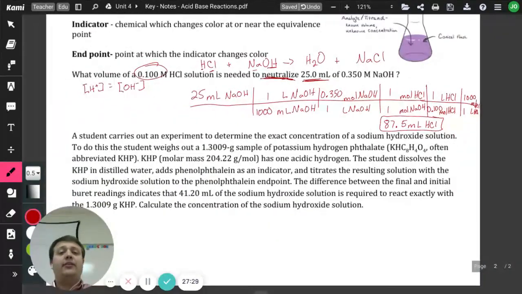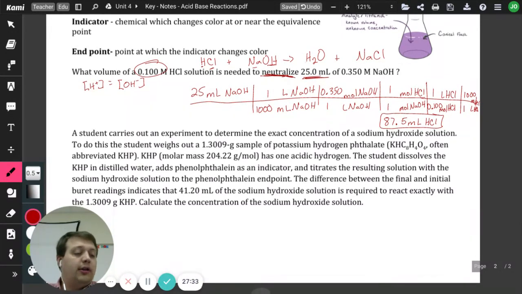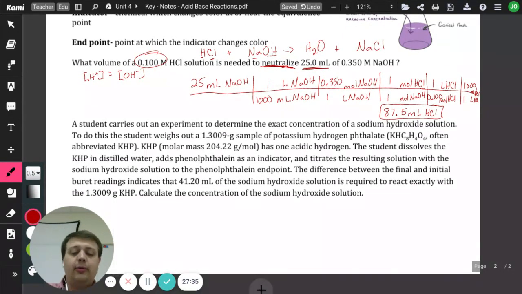So that's kind of a basic titration problem. Very, very simple in terms of how we do it. So let's take a look at a little bit more in-depth problem here. It says a student carries out an experiment to determine the exact concentration of a sodium hydroxide solution.